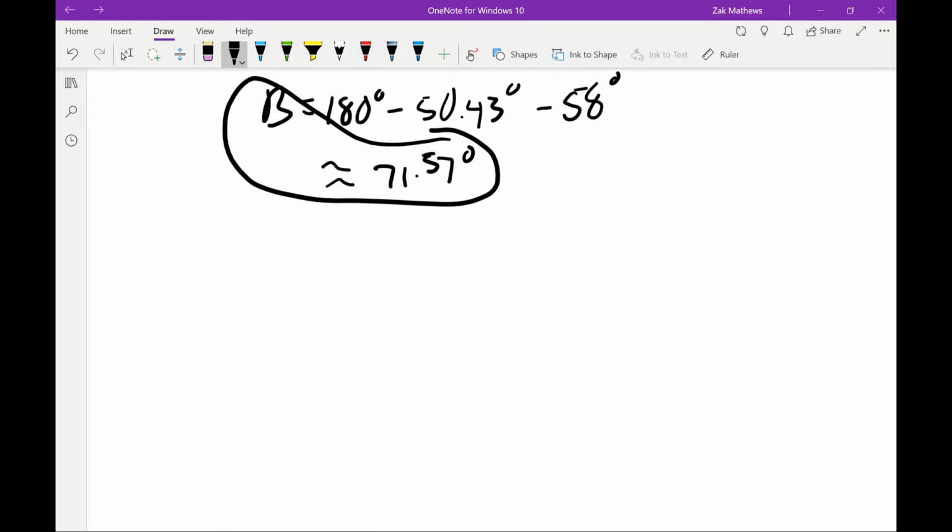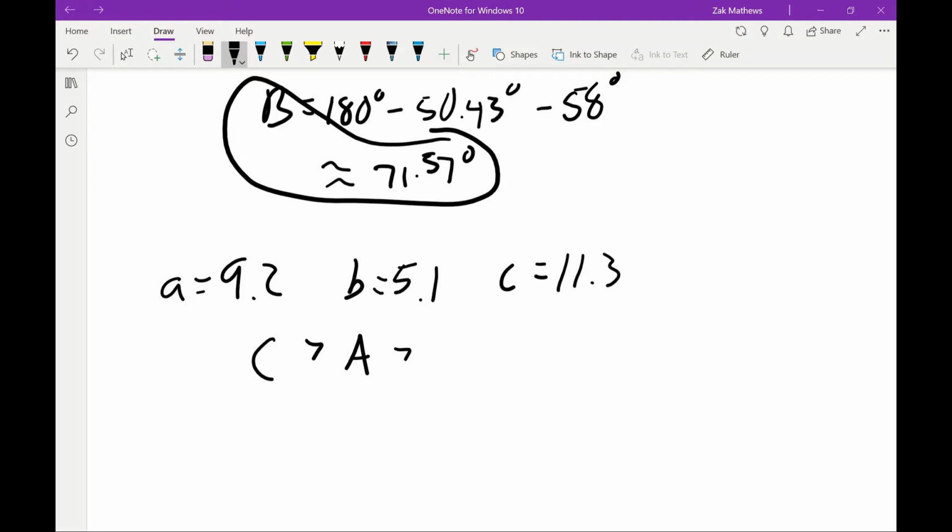Now, this next one that we're going to do is a side-side-side problem, as opposed to the side-angle-side that we just saw. A is equal to 9.2, B is equal to 5.1, and C is equal to 11.3. We have the three sides here. When I have three sides, I know exactly how that ordering falls. I can clearly see that C is bigger than A, which is bigger than B. I know exactly the order that they are going to take.